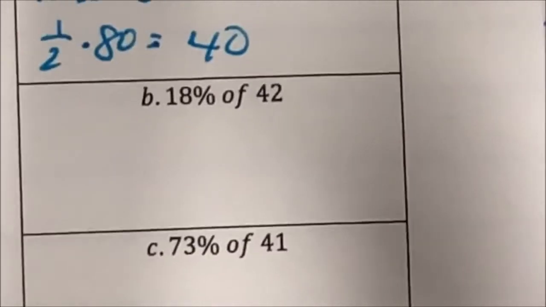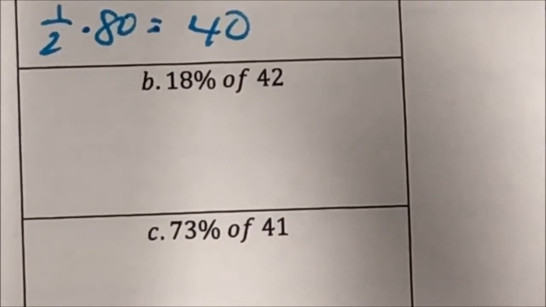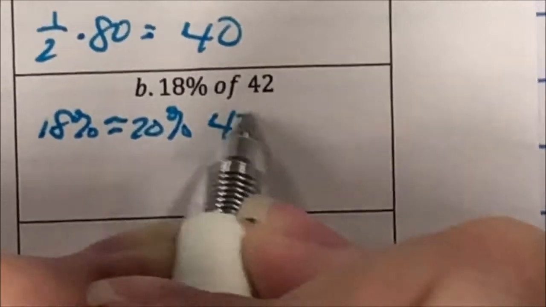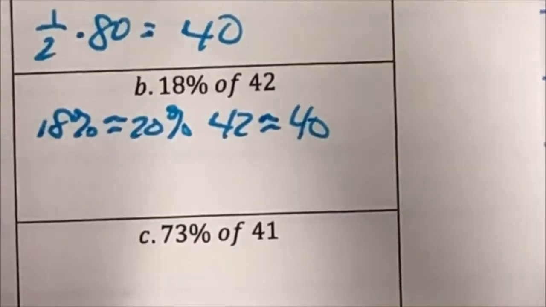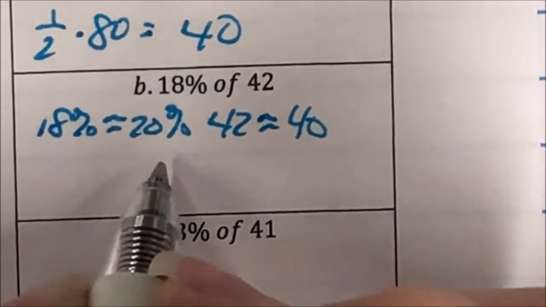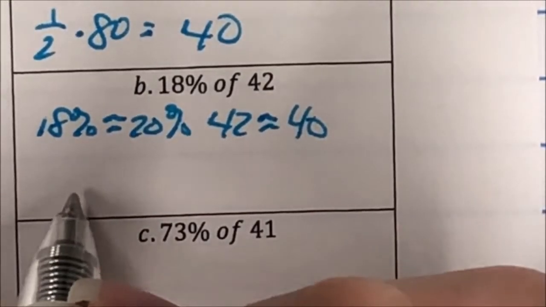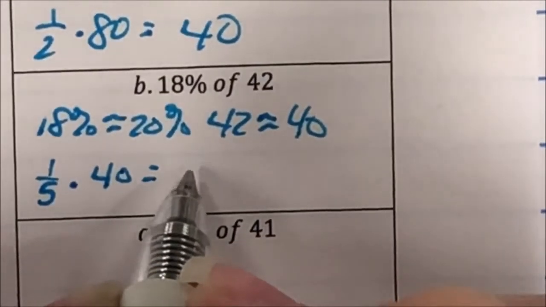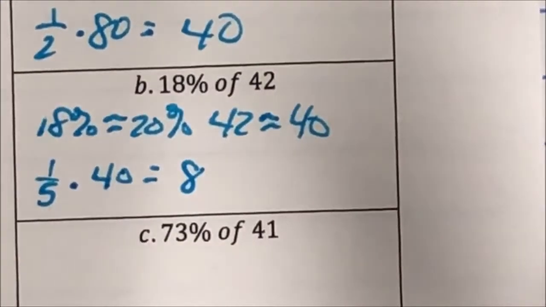Letter B says 18% of 42. Well, I'm going to round 18 to 20%, right? So 18, about 20%, and I'm going to round 42 to about 40. So that gives me 20% of 40, so 0.2 or 1/5 times 40 is going to give me 8.